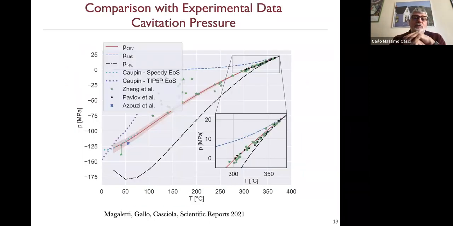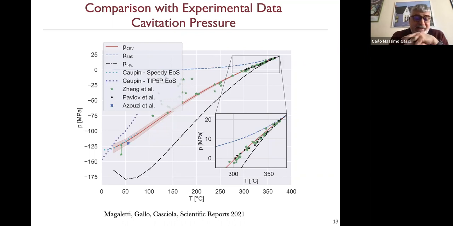And then this is what you find. In fact, the red curve I was showing in the previous slides is our computation, which matches the experimental data remarkably well, by showing that it consists in the lower envelope of all the data available from the literature.